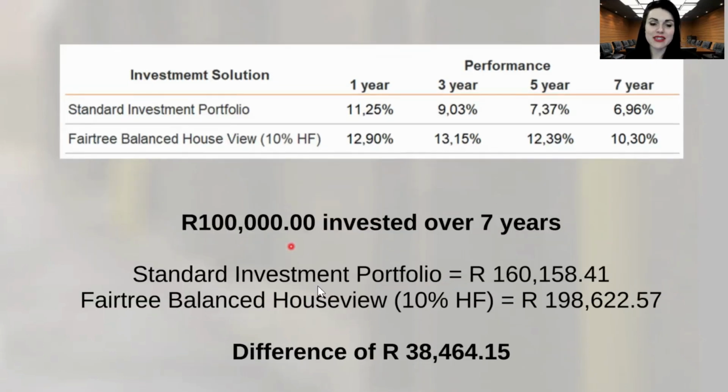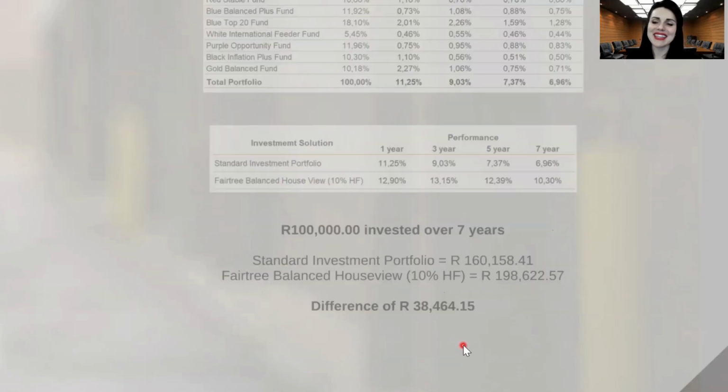Let's look at the monetary difference it would have made if I invested 100,000 Rand over these 7 years. You will see the standard investment portfolio would have returned almost 160,000 Rand, and then within our solution you would have received almost 200,000 Rand. So this is a significant outperformance by almost 40,000 Rand over the last 7 years.